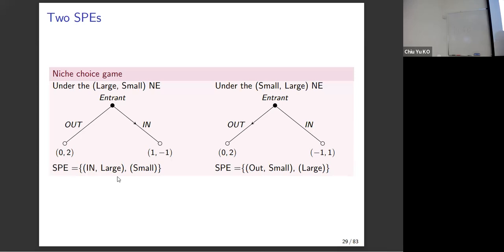And in the other case, the entrant is small and the incumbent is large. The entrant compares 0 and -1, so it will be out, small, large.